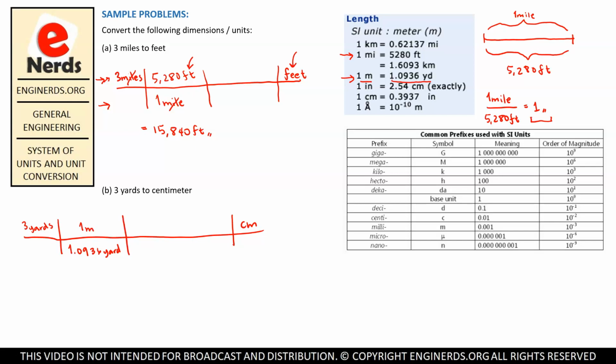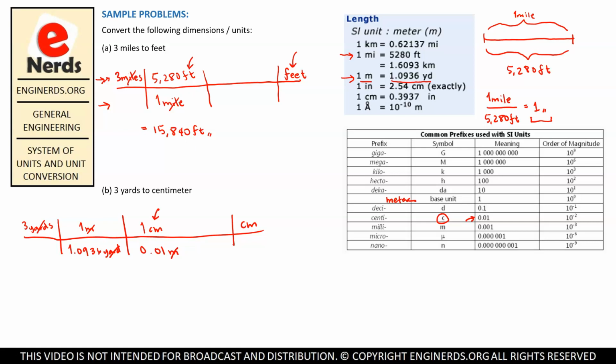Okay, so gagamitin natin yung table natin ng prefixes. So, here, ang base unit natin is meter. Dahil ang pinag-uusapan natin is yung length. So, itong nakikita nating value dito, it tells us kung ilang meter meron sa 1 centimeter. So, in order to use that dito sa ating example, it means we have 0.01 meter in 1 centimeter. Okay? So, let us cancel yung mga units na nasa numerator and denominator. We have yards, cancel out. We have meter, cancel out. So, ang naiwan is yung centimeter sa numerator.